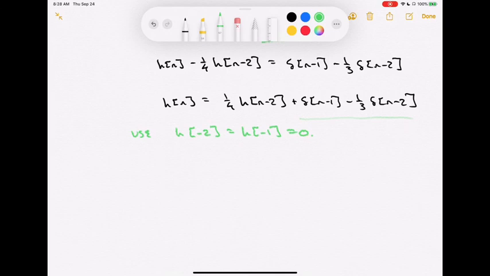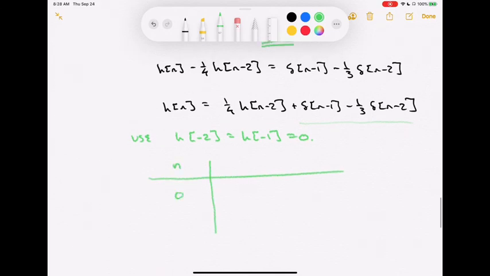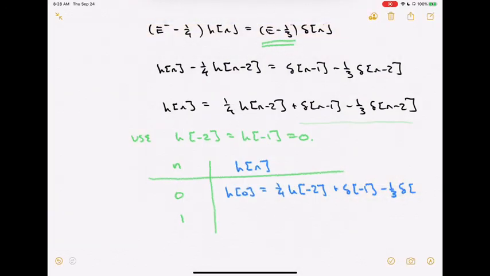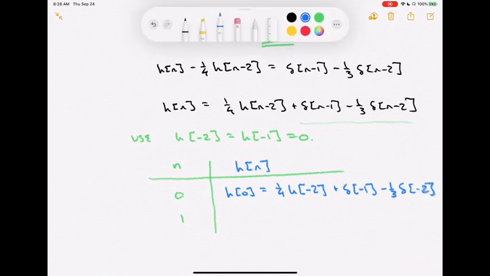And now I'm going to set up my table and recurse a few values. So I'm going to set up this table and look at some values of n. I only need 2 of them, 0 and 1. And I'm going to be solving for these values of h of n. So if I look at this, I'm going to have h of 0 is the first one. That's going to be equal to 1/4 h of minus 2, plus delta of minus 1 minus 1/3 delta of minus 2.